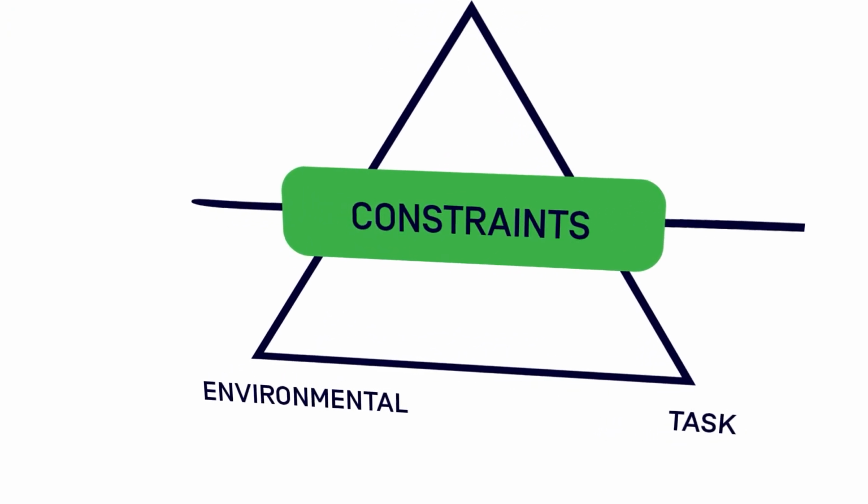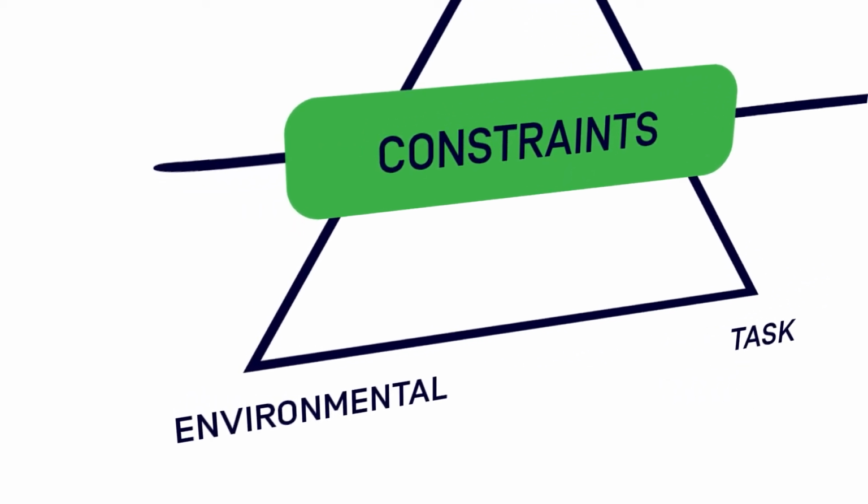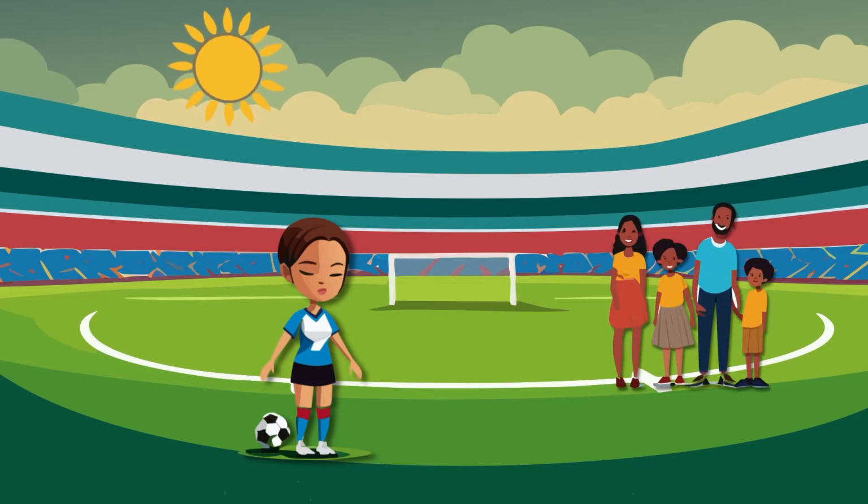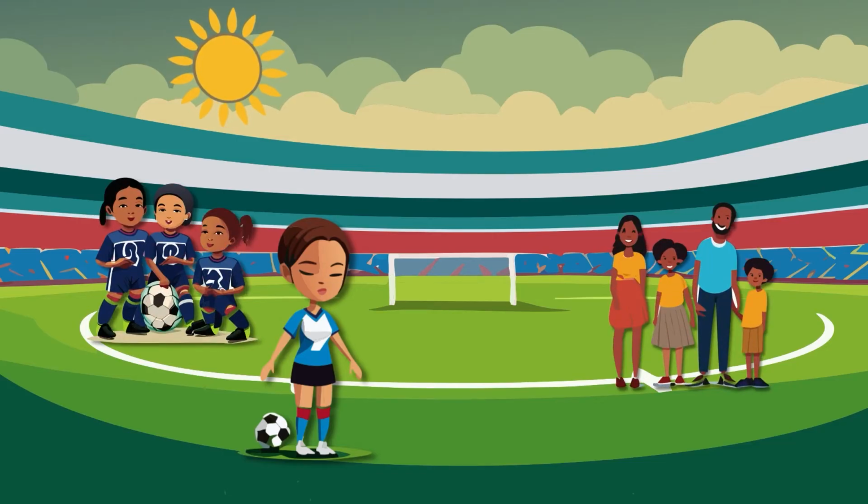There are environmental constraints. These include both the physical environment, like the weather and the quality of the training facility, as well as the socio-cultural environment, which includes a participant's family support and the culture of the team, club, or community they are part of.